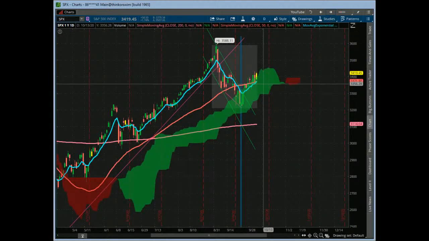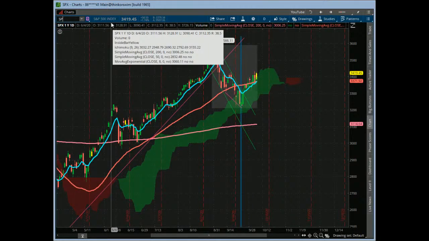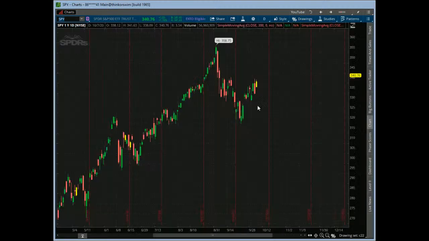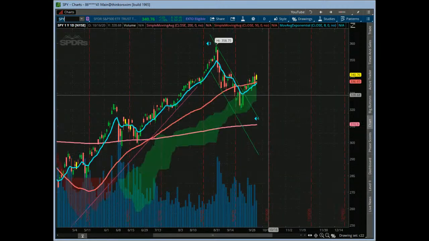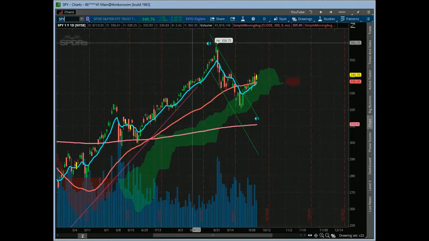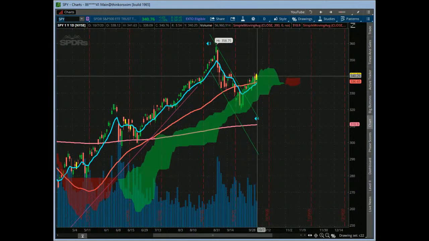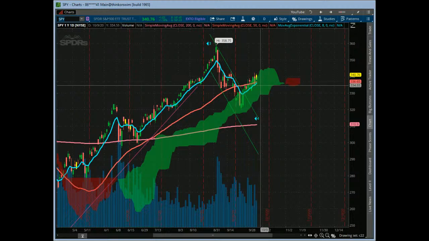Now, today was an inside day, very important. We didn't get a lot of huge volume today. If you look at the SPY, it was basically a low volume day, which usually accompanies an inside day, but we closed up and we closed back above the cloud, and we're over the 50-day. And yesterday, even though it was a nasty bearish candle, we did hold the 8-day.